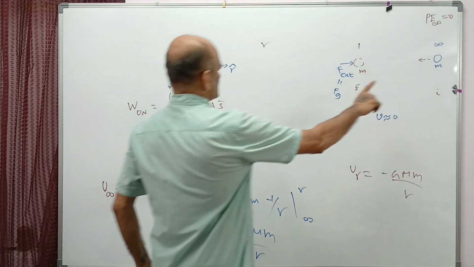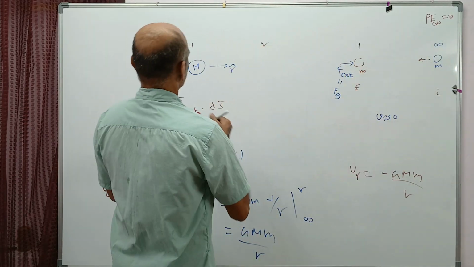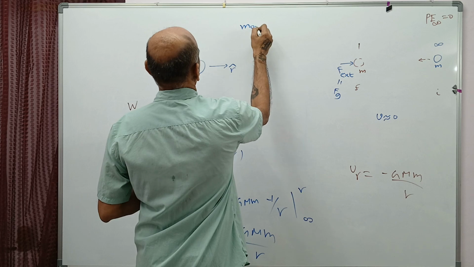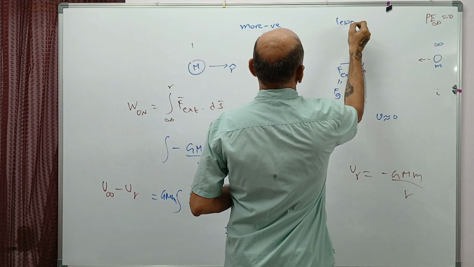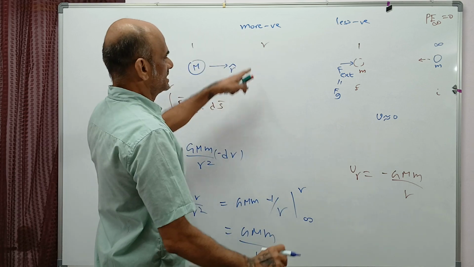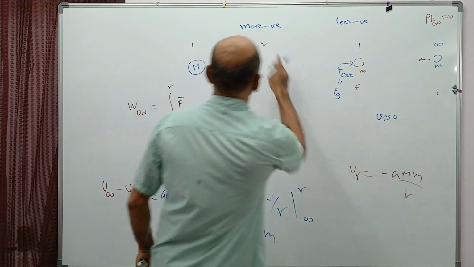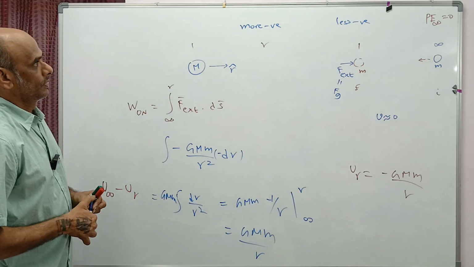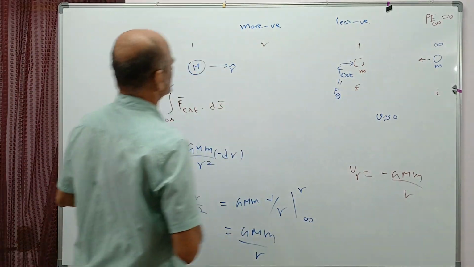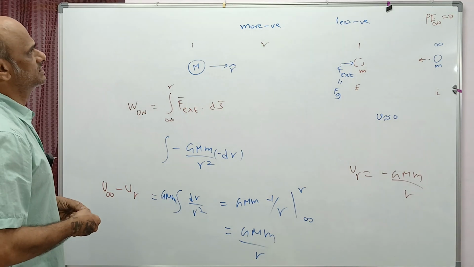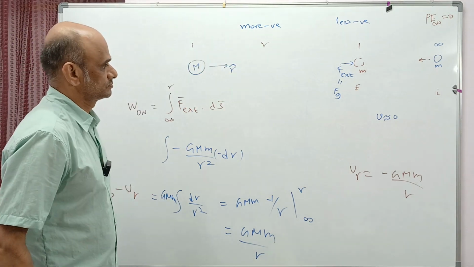So potential when the mass is at an infinite distance is zero. After that it becomes negative. So here it is more negative, here it is less negative, because as r is smaller, this term will become a larger value, so the potential will become more negative. So as the distance between the masses decreases, the potential of the system is decreasing because it's becoming more negative.